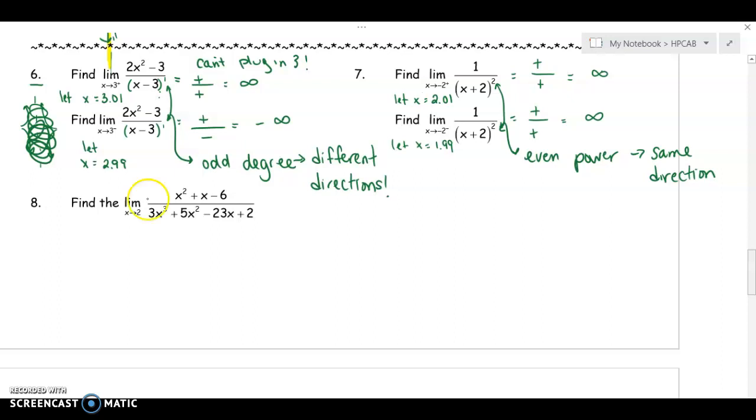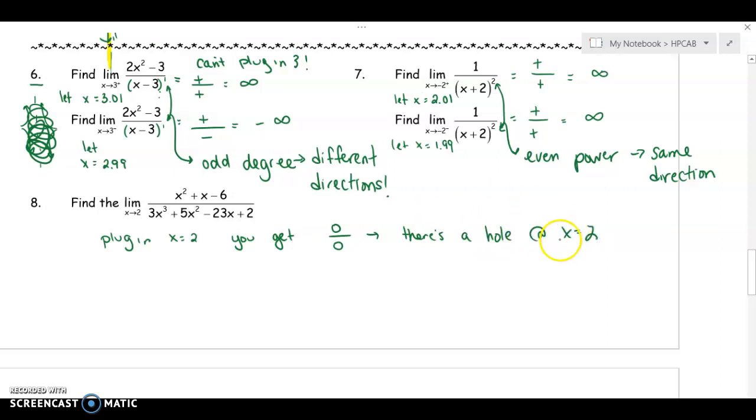This last one, when you plug in 2 into the denominator, you do get 0. So it makes you think that there is a vertical asymptote at 2. The trick with this one, though, is if you plug in 2 into the numerator, okay? If you plug in x equals 2, you're going to get 0 over 0. If you plug in 2 into the numerator, you're going to get 0. If you plug 2 into the denominator, you're going to get 0. That means that there isn't a vertical asymptote at x equals 2. This means that there's a hole at 2. Okay, there's a hole at x equals 2.